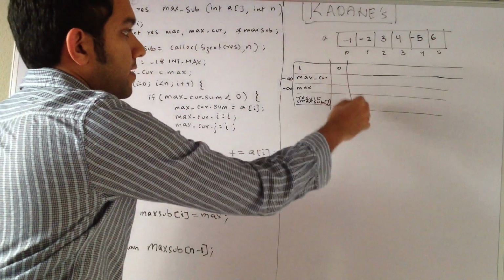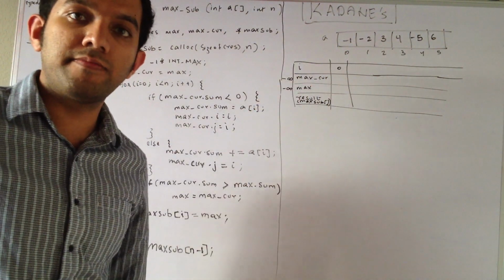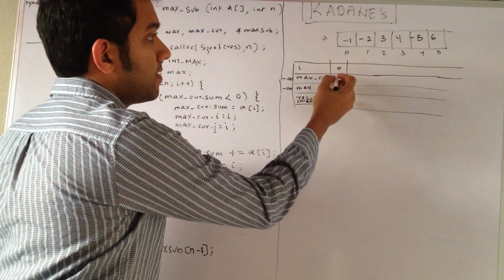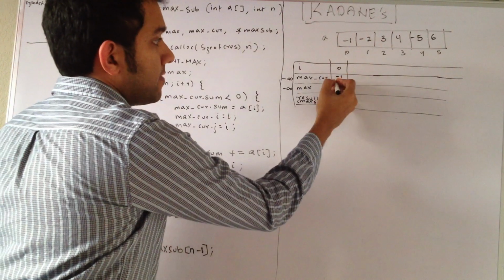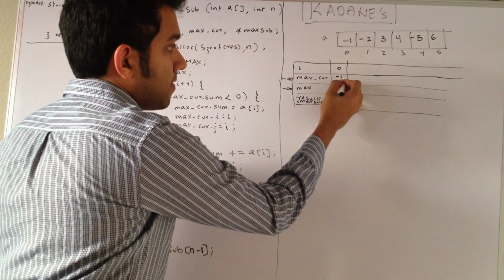And we start with the first element. We look at it, it's minus 1. It's better than the current maximum sum subarray. So we update maxCur with minus 1, and we set its interval to 0 and 0.